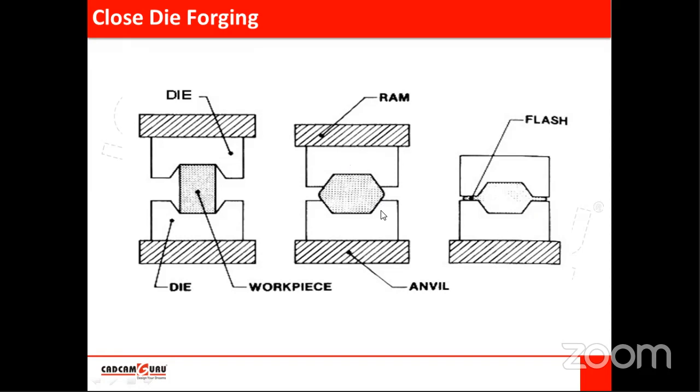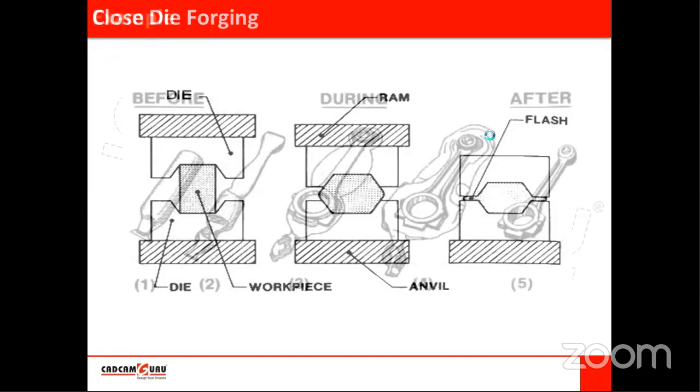So dies are the same as the component. I will say negative shape, you can say inverse shape. If the component is like this, it will have some inverse cavity in the die, and using that die we can apply forces on the workpiece, so we get a forged component. This is called closed die forging.